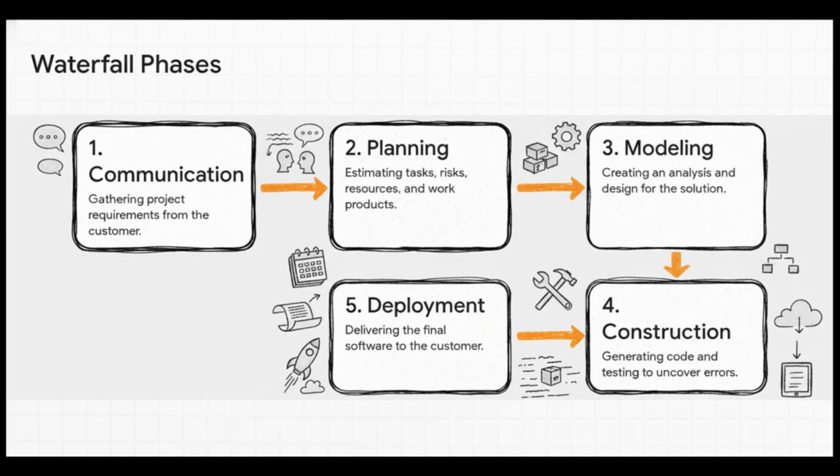So here are the 5 distinct phases of the waterfall. It's this perfectly clean, linear progression. You start with communication, then you move to planning, then modeling, then construction, and finally deployment. Each step is its own little world that has to be finished and signed off on before anyone can even think about the next one.